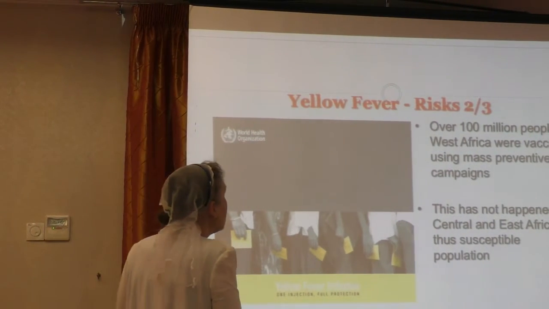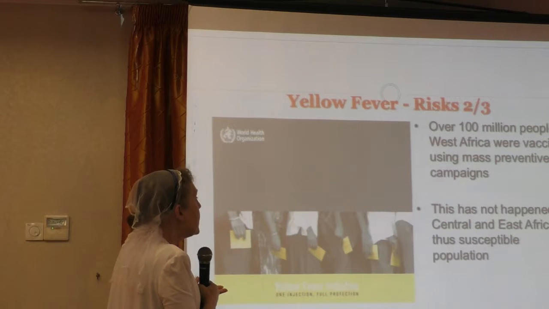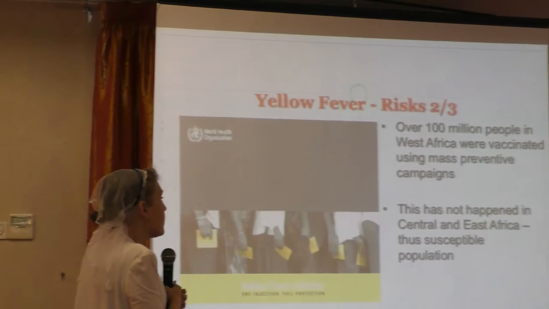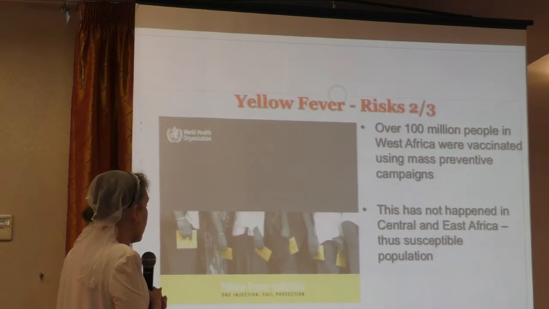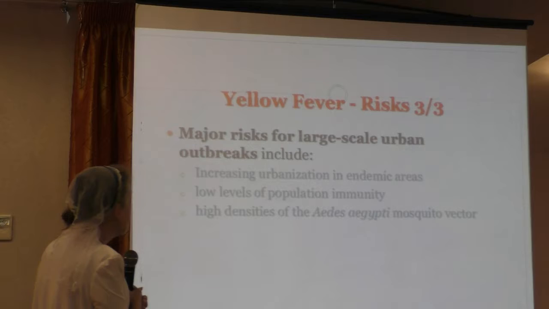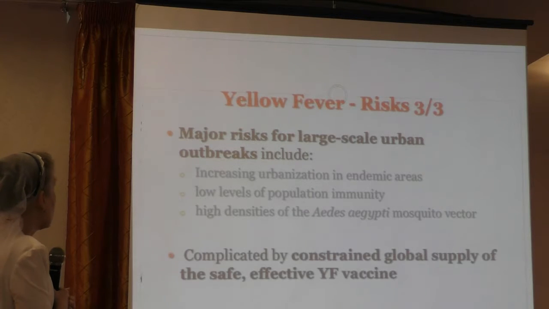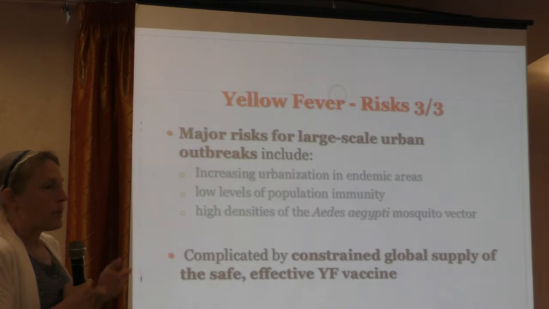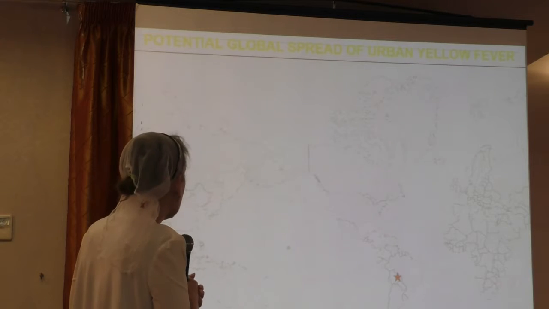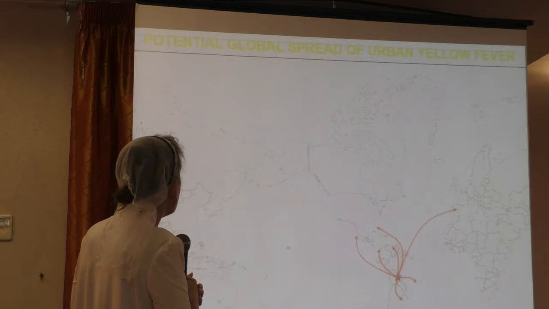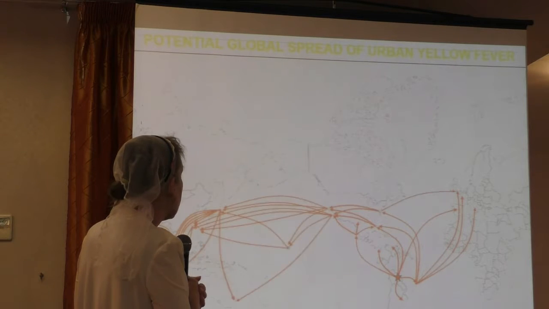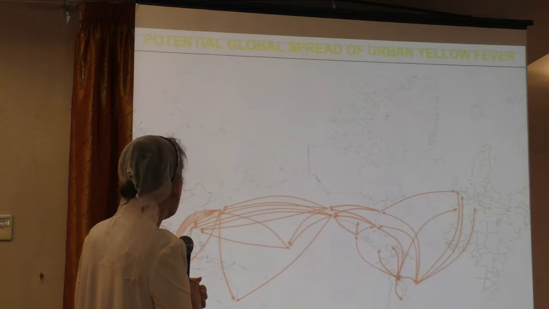Over 100 million in West Africa were vaccinated, but this has not happened in Central and East Africa. So as of when this slide was made. So vaccine is the big challenge. Urbanization, low levels of population immunity, lots of mosquitoes around. So it's still possible that yellow fever outbreaks can occur. So yeah, go ahead and take that on, and it can spread. There we go. It's spreading all over the world from different places.